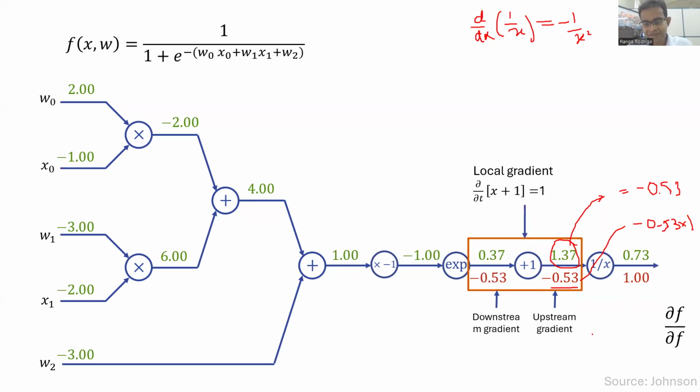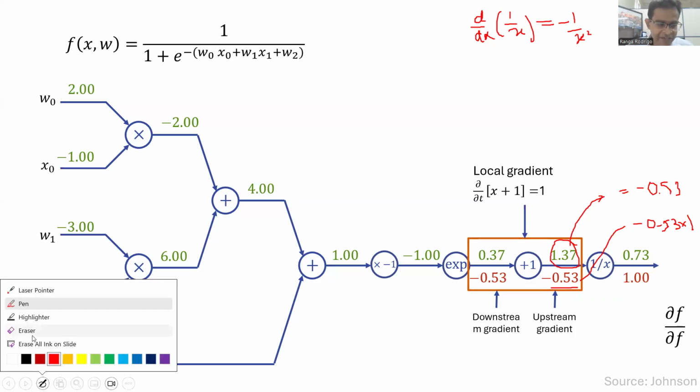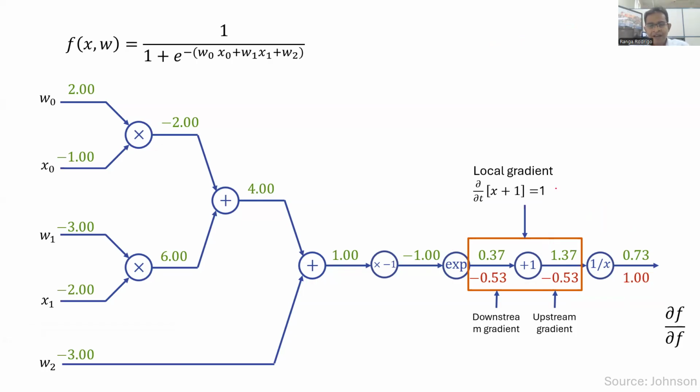Okay, that's clear. Then, what is the situation here? This is just t plus 1. If you differentiate that, you get 1, right? The derivative of t plus 1 is 1. So therefore, upstream gradient is minus 0.53, local gradient is 1, downstream gradient is the same thing. You just multiply the upstream gradient by 1. Okay, that's okay.